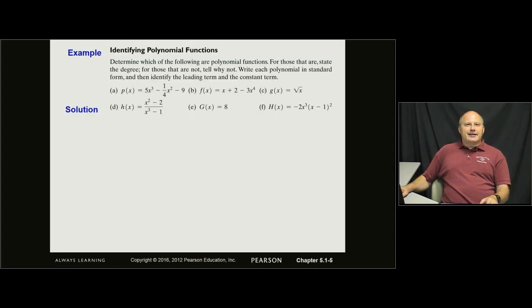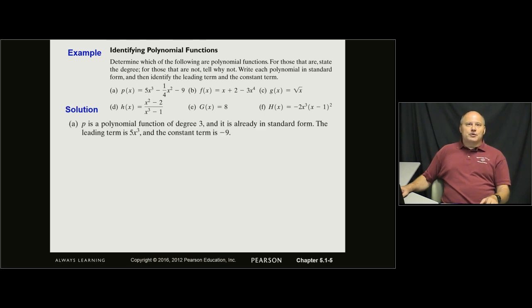So what we're going to do in this example is we're going to identify polynomial functions. So there's 1, 2, there's like a, b, c, all the way out to f. And some of these will be polynomials and some of them will not, okay? And for those that are, we're going to write them in standard form, and we're going to identify the leading term and the constant term as well.